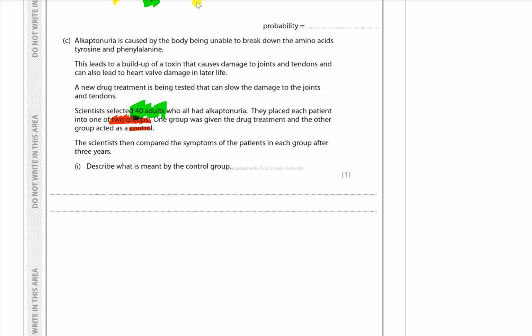One was a control group. Then we need to define or explain what a control group is. Right. It's simply the group of people in the trial who do not receive the drug. That's it.